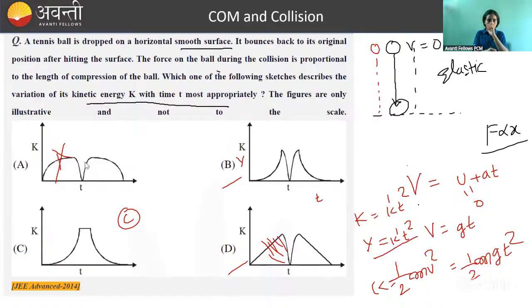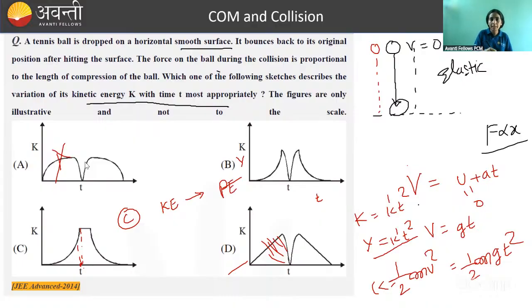So C's biggest problem, do you know what it is? During time t, I mean its collision is maximum. The point at which it is just touching the ground. After it touches the ground, collision is happening, compression is there. So whatever kinetic energy it is having, that will get converted to potential energy somewhat, because there is compression, right?